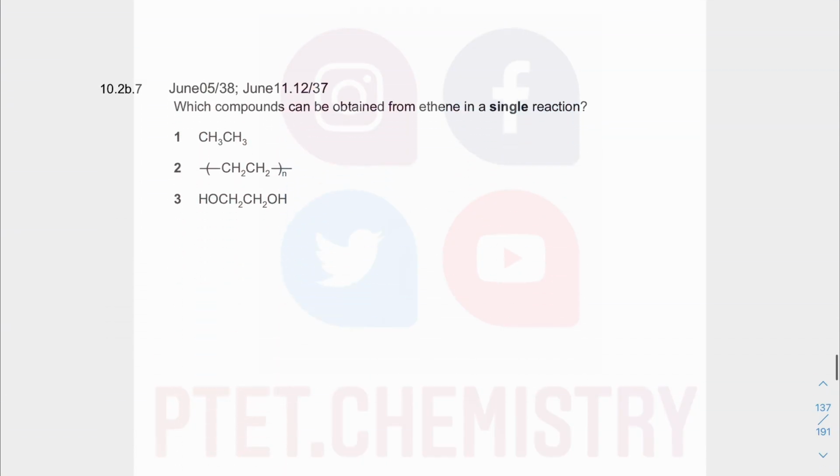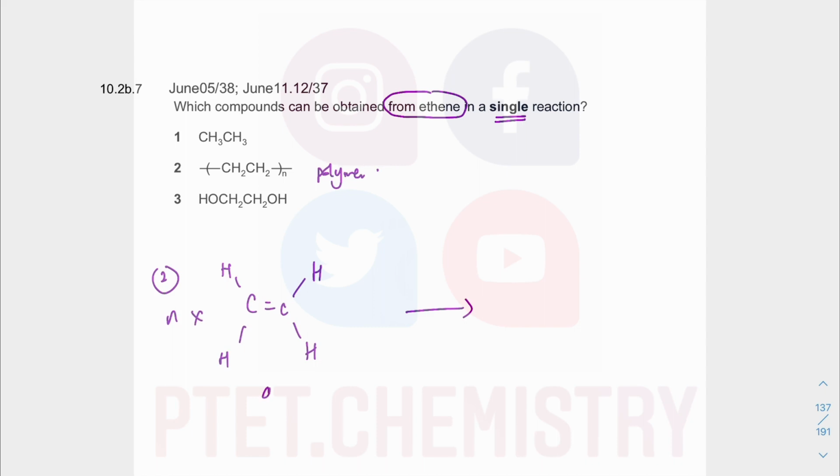So next up, which compounds can be obtained from ethene in a single step? So you need it in a single reaction. So number 2 is a polymer, so of course you can get it from ethene. If I just draw the monomer, which you will have done in GCSE or O level, you have n number of ethene, which is your monomer, and then you will get addition across the carbon-carbon double bond.